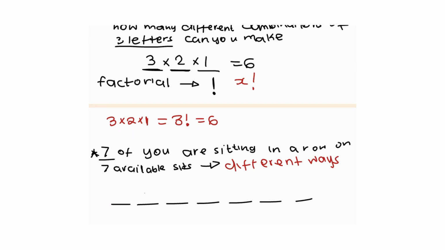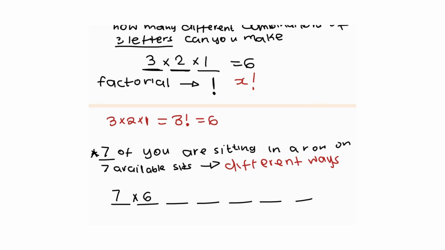Because it's 7 of you, let's say you guys are in a queue. You have formed a queue, and you are the first one. So for this first position, it's still the 7 of you because no one has sat yet. So I'm going to put a 7, to say I'm going to choose 1 out of the 7 friends. And then 1 is out. How many am I left with? I'm left with 6, I'm choosing from 6 there.